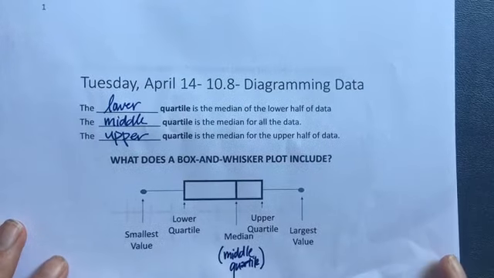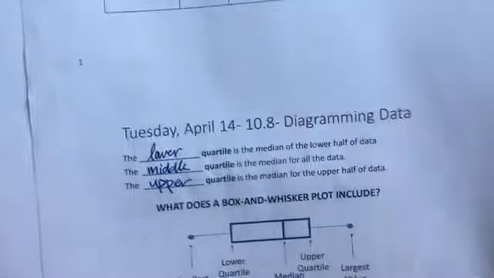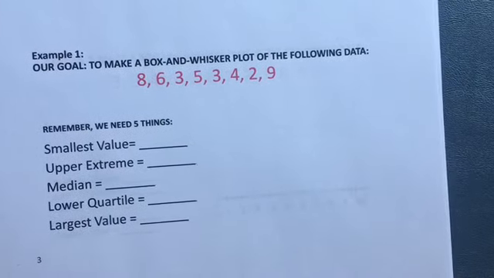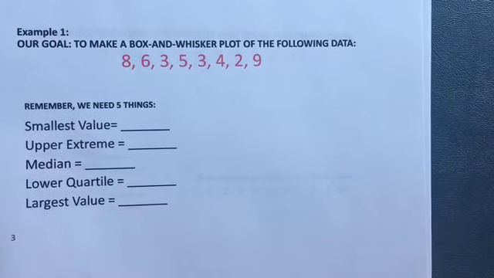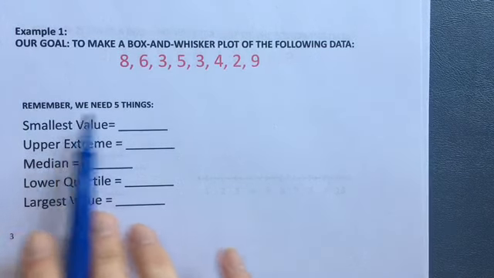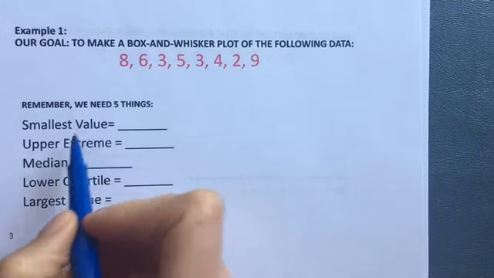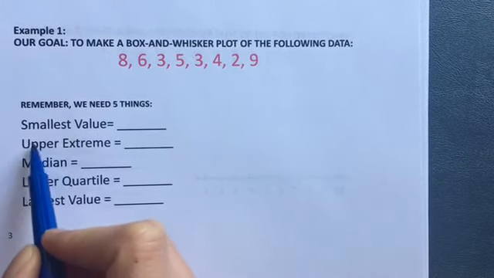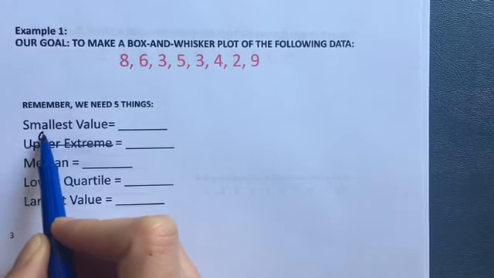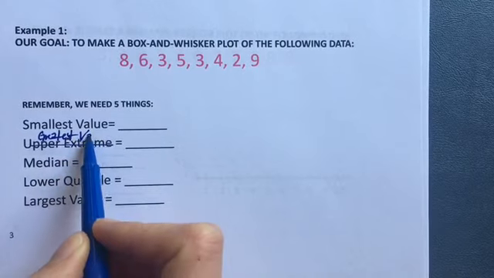Okay, let's jump into an example, because right now I'm going to guess this is not making tons of sense. So let's start making sense of what we're doing. Example number 1. Our goal is to make a box and whisker. We learned back on the other side that we need 5 things. We need the smallest value, and this right here says upper extreme. Upper extreme just means the greatest value. I just didn't change that. It means the same thing, but if it's more helpful to see greatest value, I'll write that in.